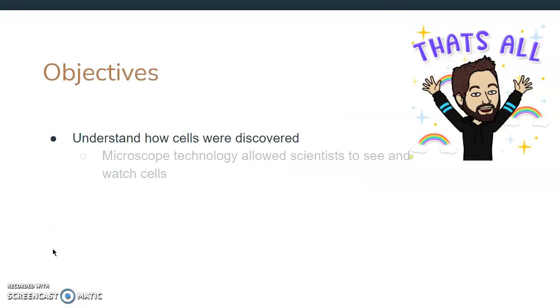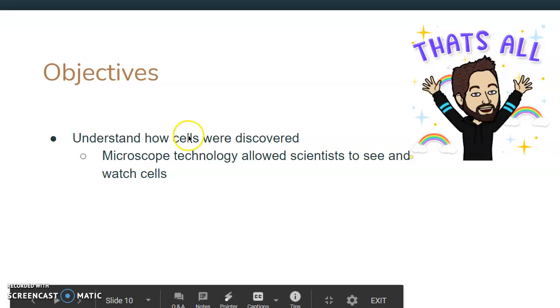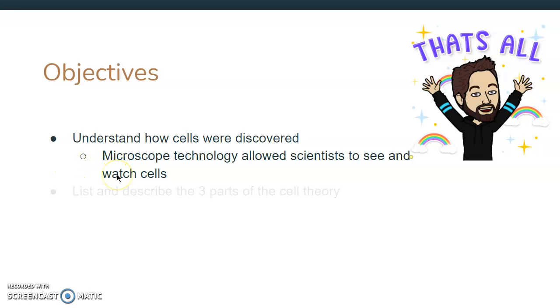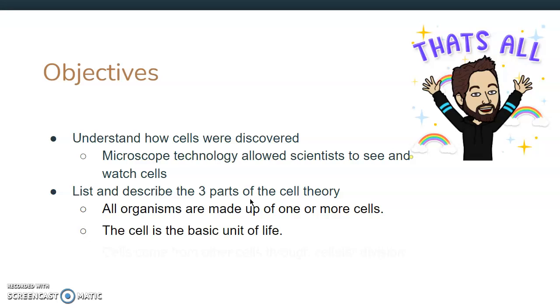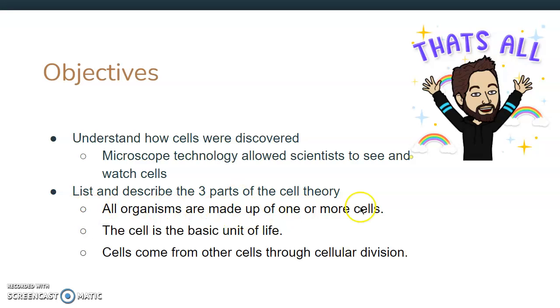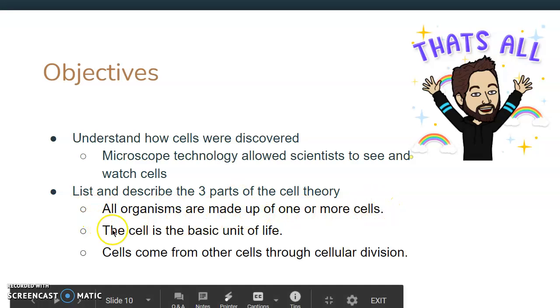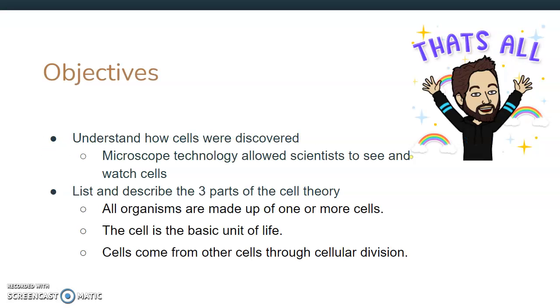So let's look back at our objectives. Understand how cells were discovered. We found that microscope technology allowed scientists to see and watch cells. So microscopes and technology, and then describe the three parts of cell theory, which is all organisms are made of one or more cells, the cell is the most basic unit of life, and cells come from other cells through cell division. So I hope that was pretty straightforward.